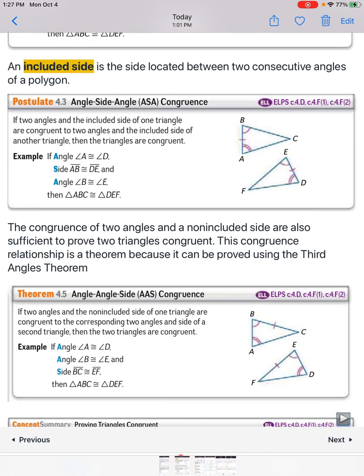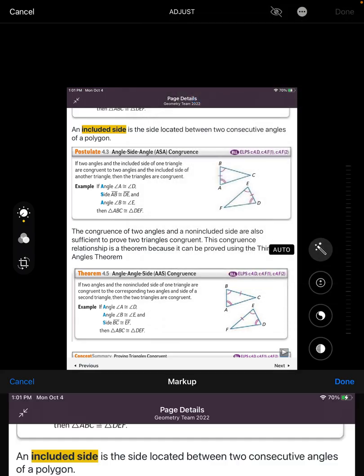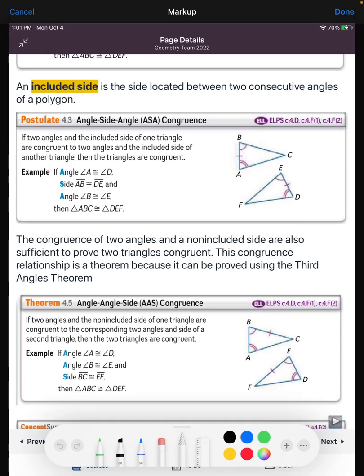An included side is kind of like an included angle, but now we're talking about a side. It's the side located between 2 consecutive angles of a polygon. So here would be 2 consecutive angles. So this angle is right next to the other angle. This angle next to this angle, and this side in the middle is going to be the included side.